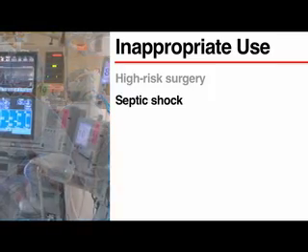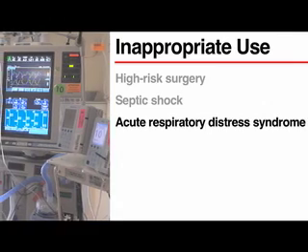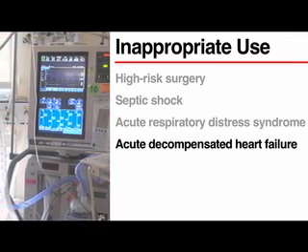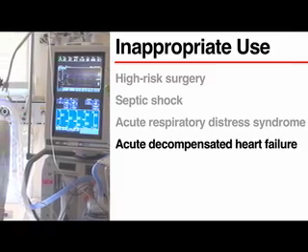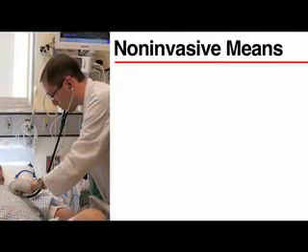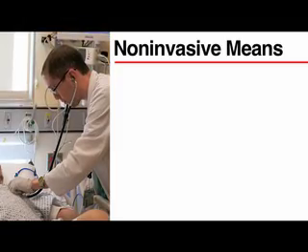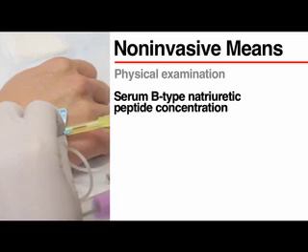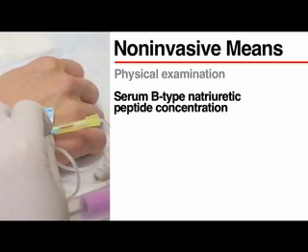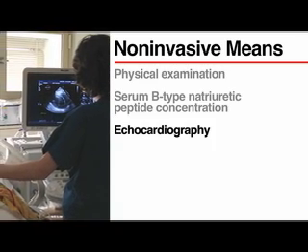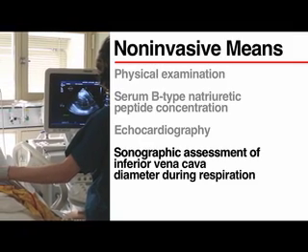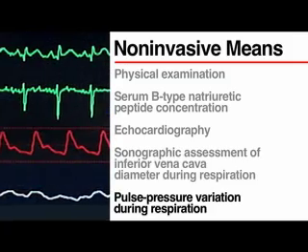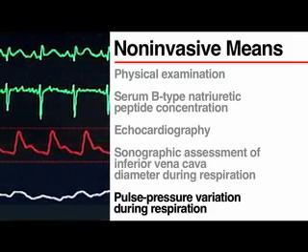who have septic shock, acute respiratory distress syndrome, or acute decompensated heart failure. In these populations, randomized trials have shown no benefits and possible harms. Instead, cardiac function and volume status should be assessed using non-invasive means, such as physical examination, measurement of serum B-type natriuretic peptide concentration, echocardiography, sonographic assessment of inferior vena cava diameter during respiration, and measurement of pulse pressure variation during respiration.